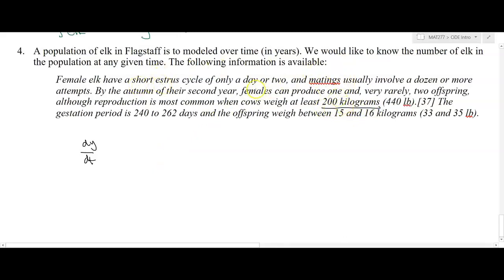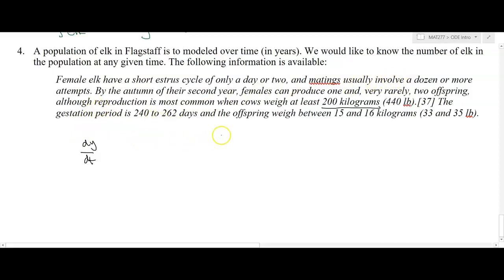This estrus cycle of only a day or two, I mean, that's negligible. That's really small in terms of years. So 1/365th is probably not going to have a huge impact, so I'm going to go ahead and ignore that for now. Dozen or more attempts at mating: I don't know how many times they mate. This doesn't give me enough information to go off.